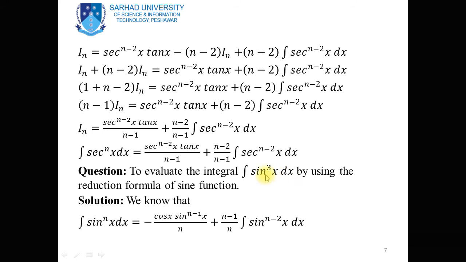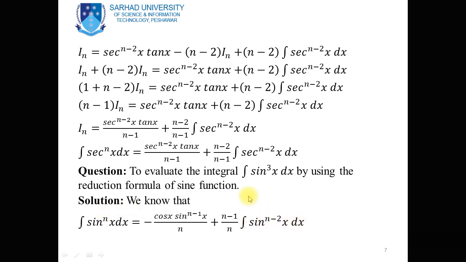Now suppose we have the function sine cube x. The integration of sine cube x with respect to x will be equal to, by using this reduction formula, integration of sine^n x with respect to x is equal to minus cos x into sine^(n-1) x divided by n plus (n-1) divided by n into integration of sine^(n-2) x with respect to x.